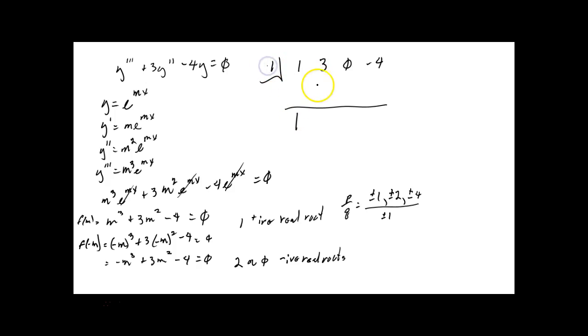Multiply 1 by 1 is 1. Add, you get 4. 1 times 4 is 4. Add, you get 4. 1 times 4 is 4. Add, you get 0. Okay, that's what you want to have. You knew that was a root, so you better get a 0 there, because that's your remainder.